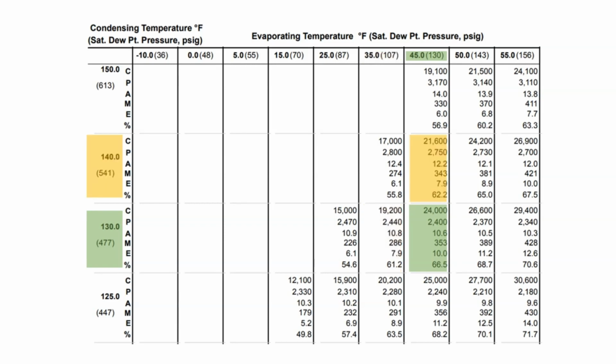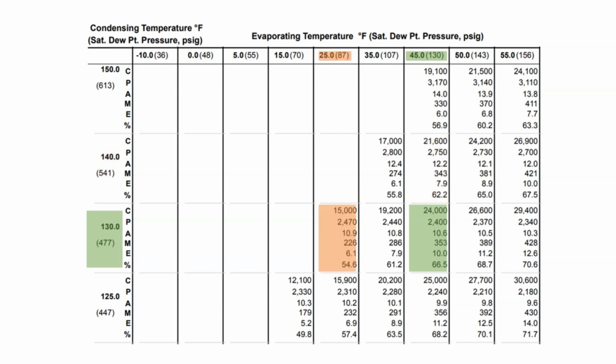I have highlighted in yellow an example of discharge pressure and temperature increase. The example shows 140 degrees at 541 psig with a 45-degree evaporator coil. You will notice that the capacity drops to 21,600 BTUs per hour, so that is a lot less capacity loss. However, look closely at the wattage used, 2,750 compared to 2,400, and the amperage jumped up from 10 amps to 12 amps. So the customer is paying more, the equipment is experiencing an increase in heat from the higher current, and we have a 10% decrease in capacity.